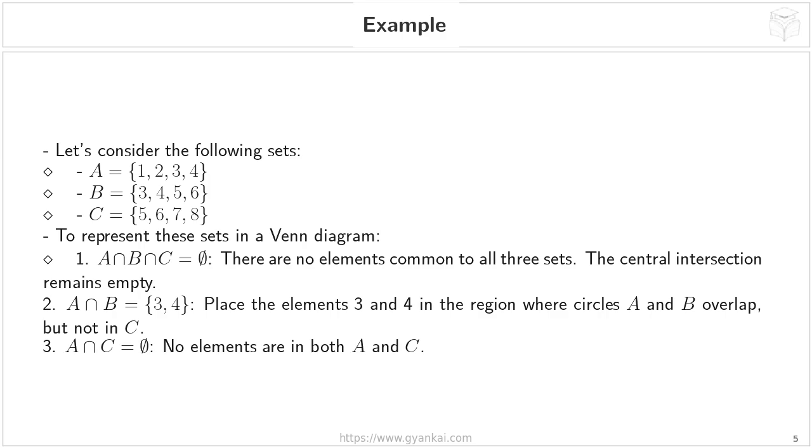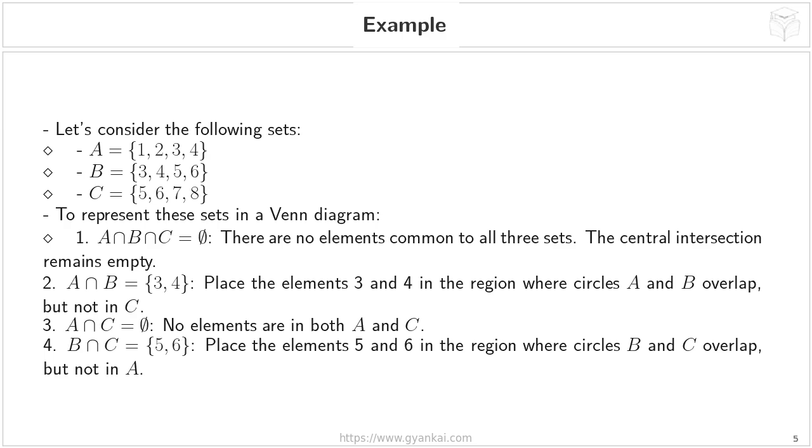Now, let's consider the intersection of A and C. Are there any elements that are in both A and C? If we look at the sets, we see there are none. So, A intersection C is also the empty set. This means there's no overlap between the A and C circles.